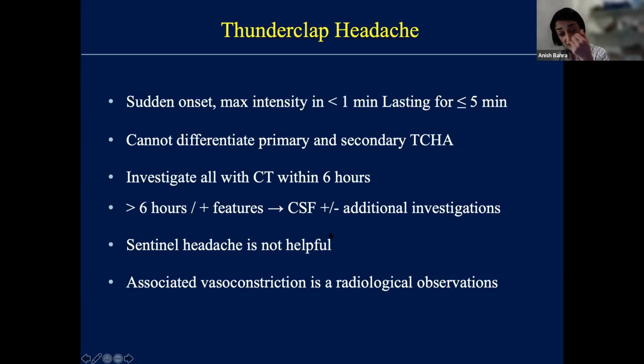Remember, with your CSF, you'll pick up infection. If the pressure is raised, you'll pick up a pressure problem, or you'll pick up a venous sinus thrombosis. And your systemic workup will pick up everything else. Always remember your pressor and your high blood pressure. Sentinel headache isn't helpful, and it doesn't tell you anything about what has happened. The bottom line with sentinel headache is, if it's thunderclap, it doesn't matter when it is, it needs to be investigated if it's for the first time. And then, reversible vasoconstriction syndrome is a radiological phenomenon. That is all it is at this point in time.